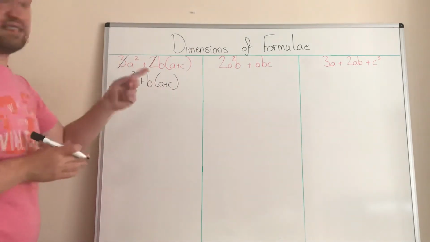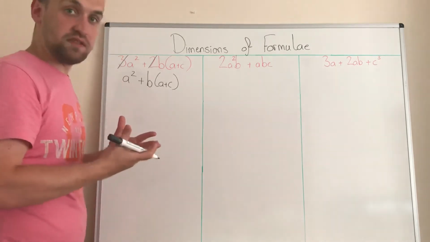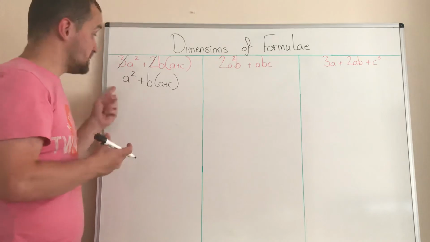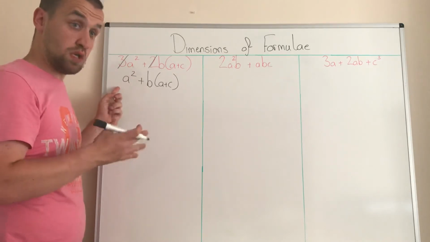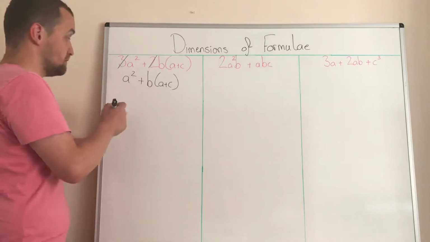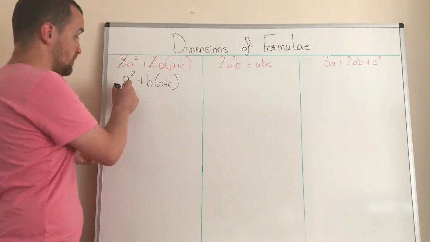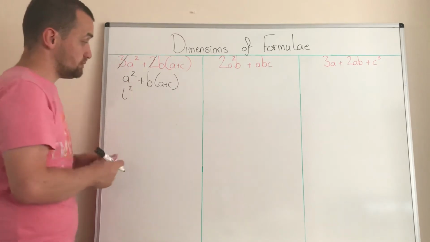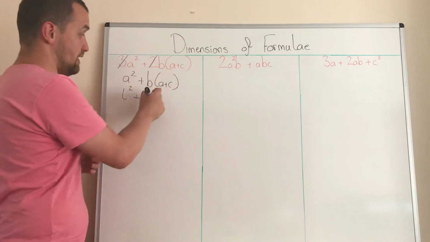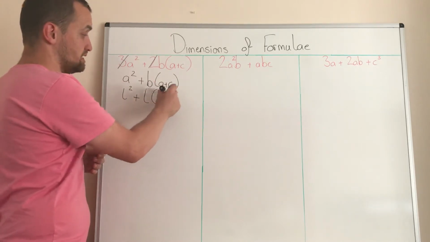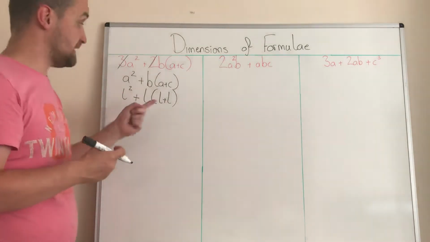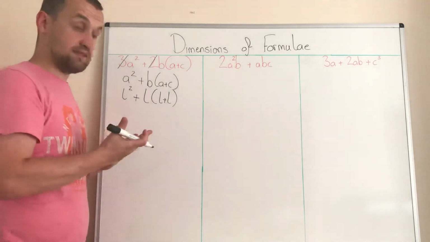Now a, b and c are all lengths of some sort. Instead of having different letters, we're going to substitute. If you need to look back at substitution, look back. We're going to substitute any letter for the letter L, for length. So a squared becomes L squared, plus L lots of L plus L. All we've done is substitute any letters A, B or C and put in L instead.